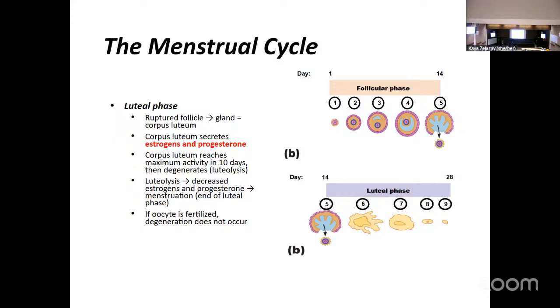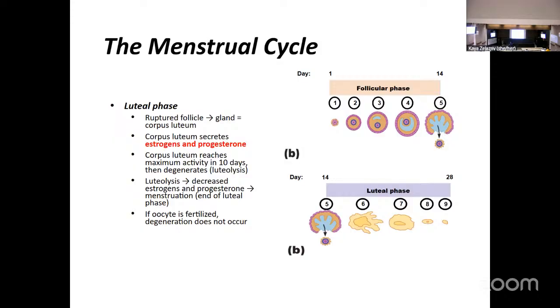Okay. So the corpus luteum, as it becomes a gland, is going to take over the production of some hormones. It's going to take over production of estrogen, and it's also going to secrete another hormone associated with the female reproductive system called progesterone. So that corpus luteum, that ruptured follicle, is making estrogens and progesterone. And it's going to do that for a while, about 10 days. Then it's going to start to degenerate itself. So eventually it dies off as well in a process called luteolysis.